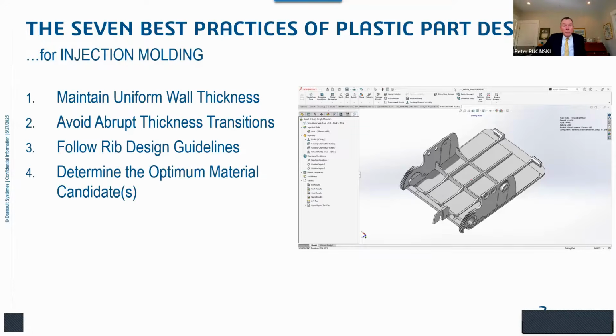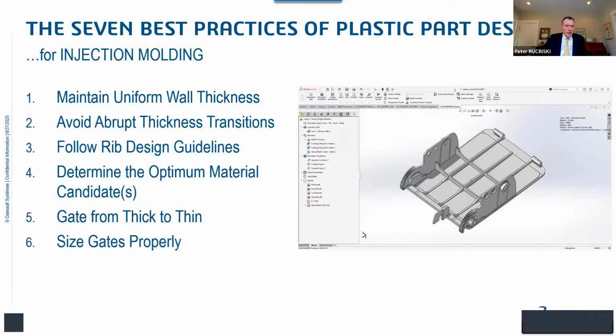Determine the optimum material candidates. As I mentioned earlier, sometimes you might just have to move to the same material, but one that's slightly lower molecular weight that flows a little bit better into your mold cavities. This could easily be at the top of the list: gate from thick to thin. I'll go into more detail on that one.